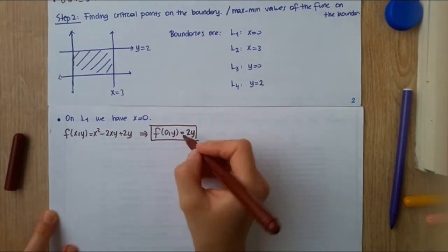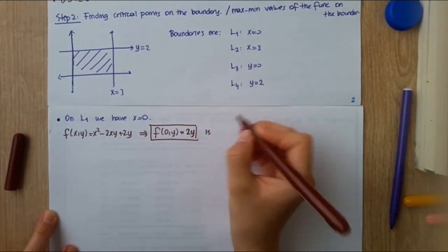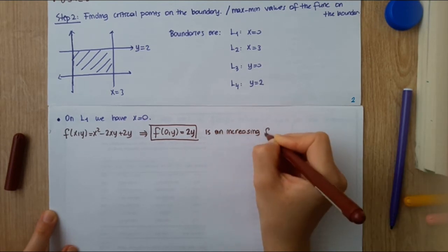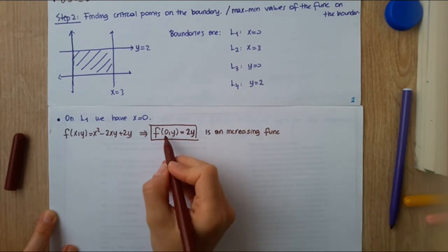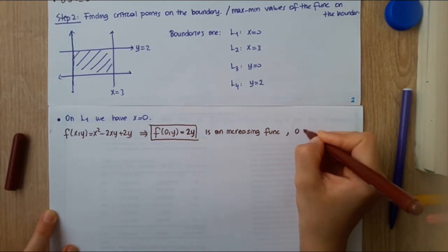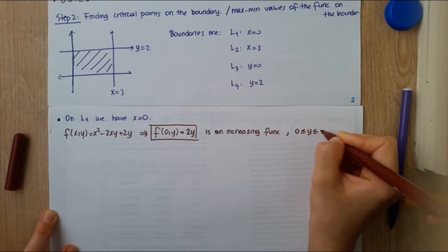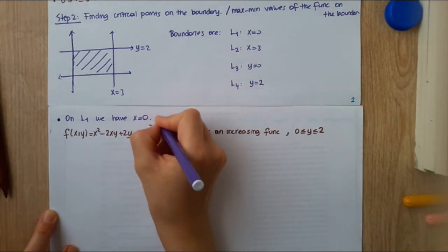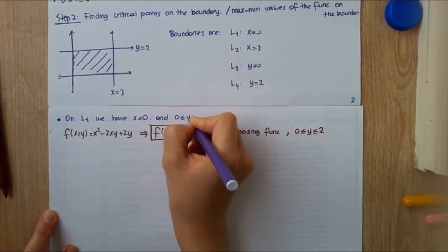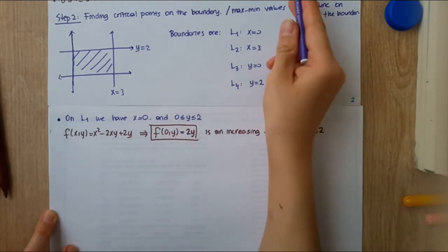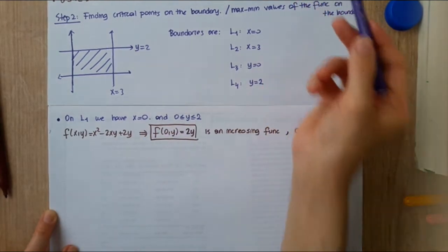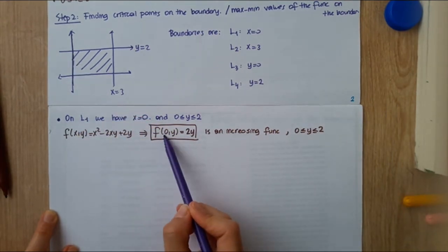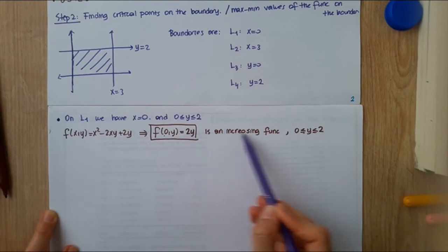Okay, so here 2y is an increasing function, and this holds for 0 is less than or equal to y and y is less than or equal to 2. On L1, we have x is 0 and y changes between 0 and 2 in the given region. So I have a function which is defined on this interval and it is an increasing function.